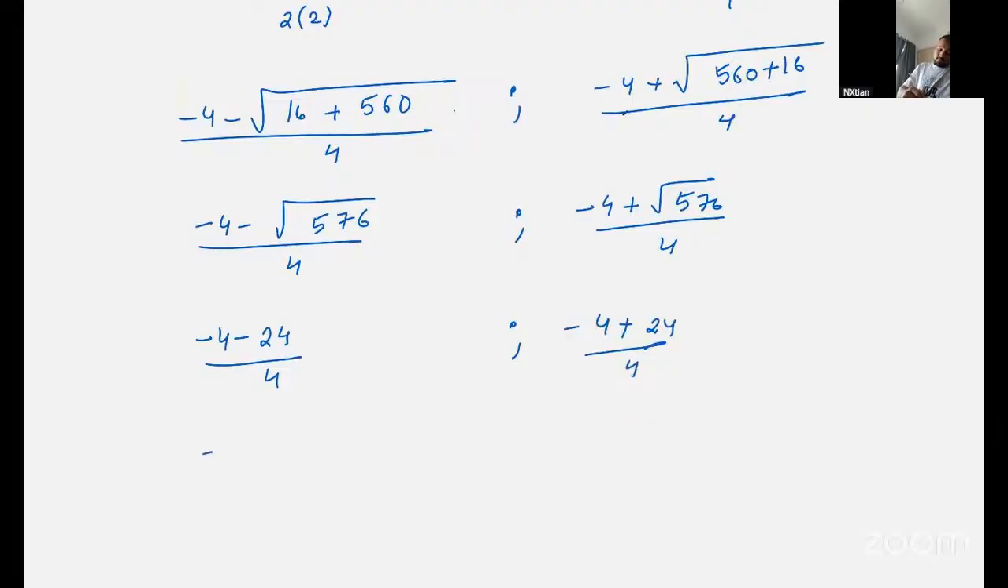So I will solve this. I will get minus 28 upon 4, and this will be 20 upon 4. If I solve it, I will get the answer as minus 7 here, and here it is 5.